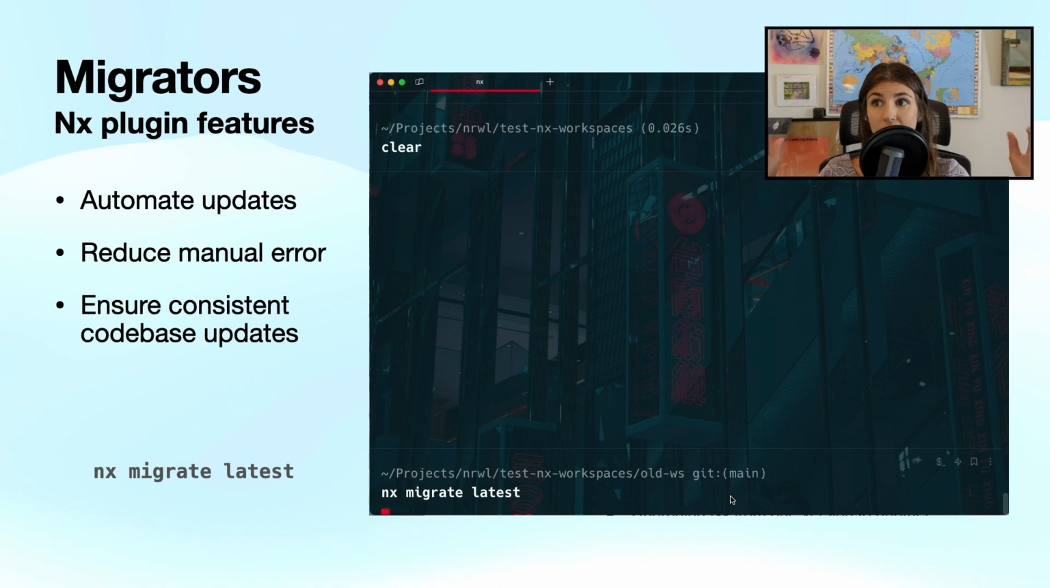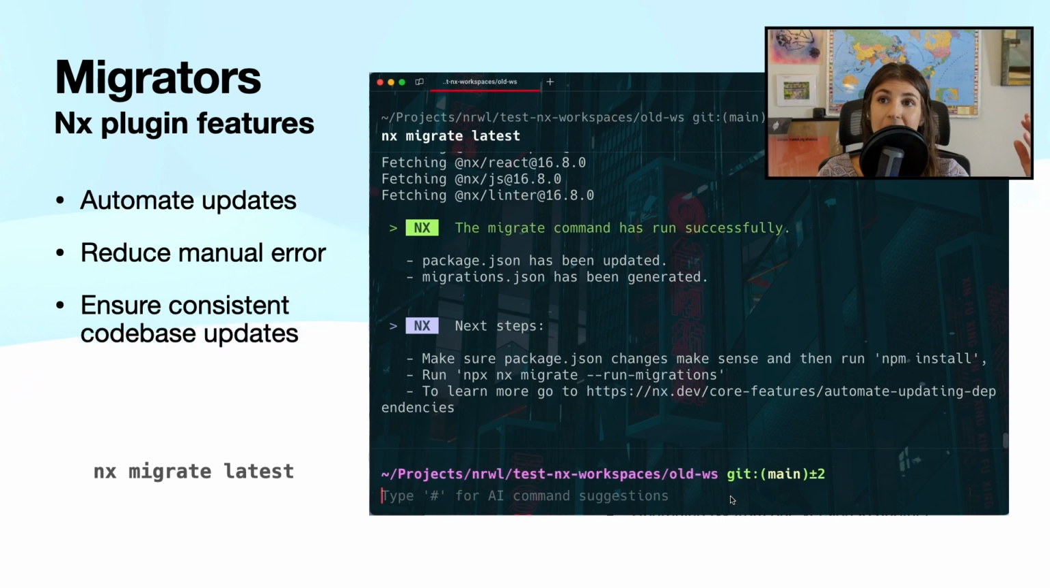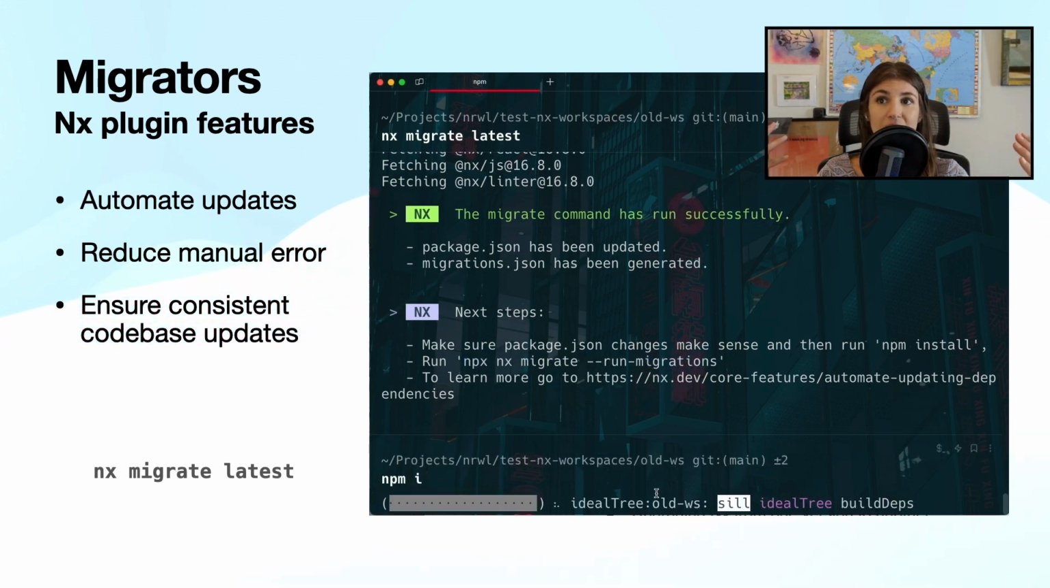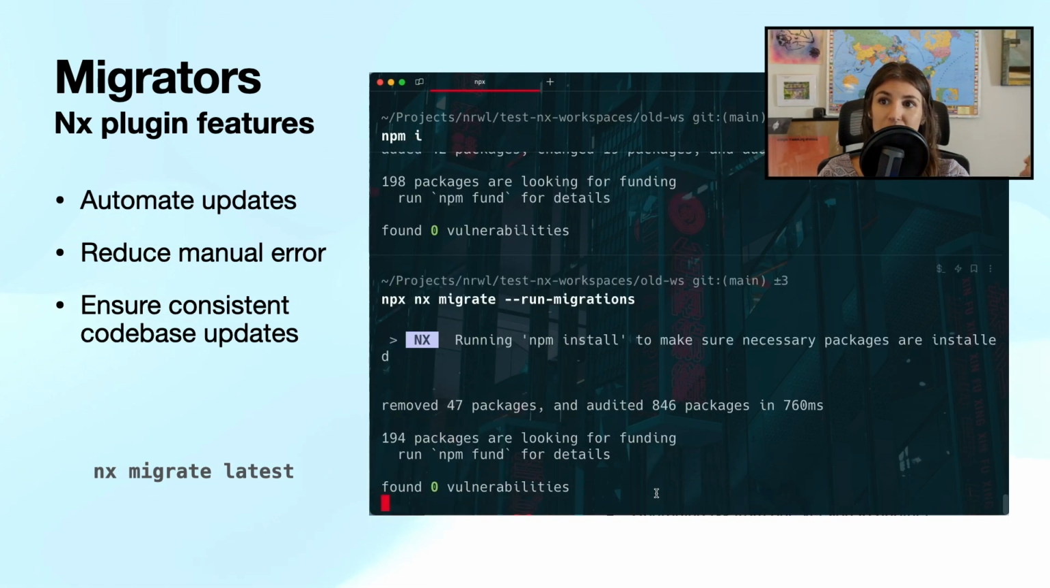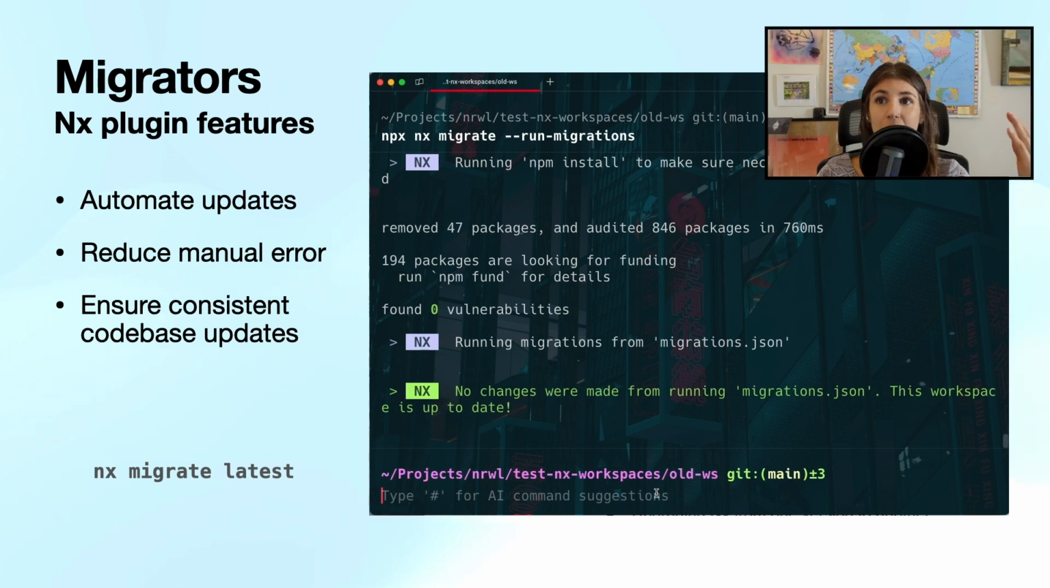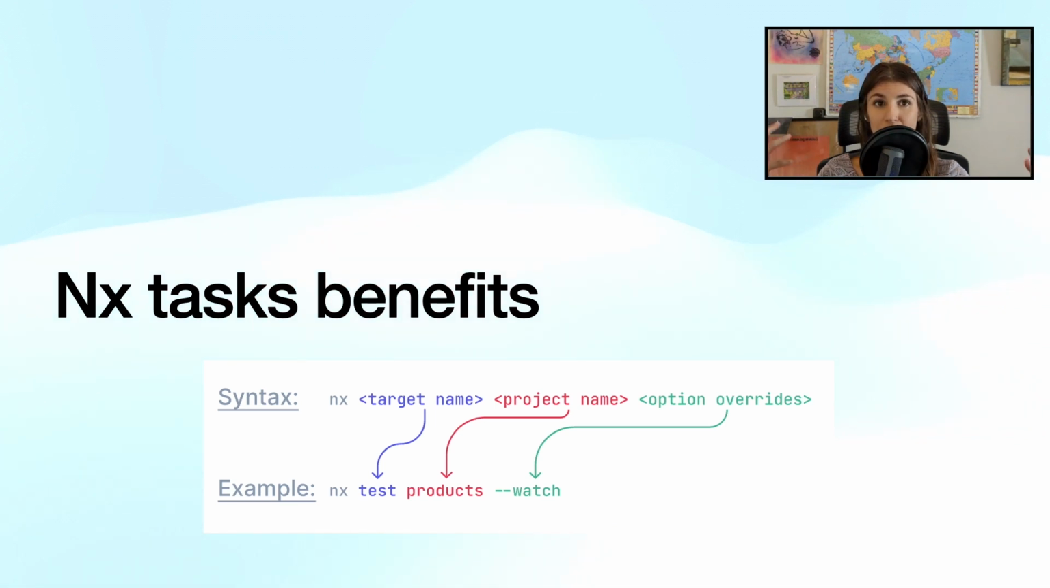Migrators are automated updates on your workspace. You can run Nx migrate latest and Nx will intelligently analyze your code and fetch the latest versions of the Nx packages and the updates that the other packages that you're using need. This makes sure that manual error is reduced and of course, consistency is ensured because you get consistent codebase updates throughout your codebase. You can use the Nx migrate latest command and then pass the run-migrations flag that will run a number of generators that will make your code be up to date.